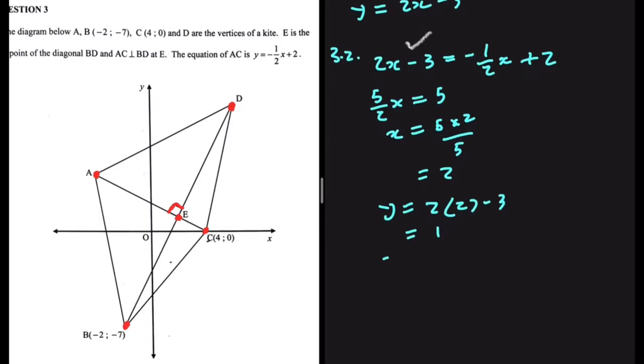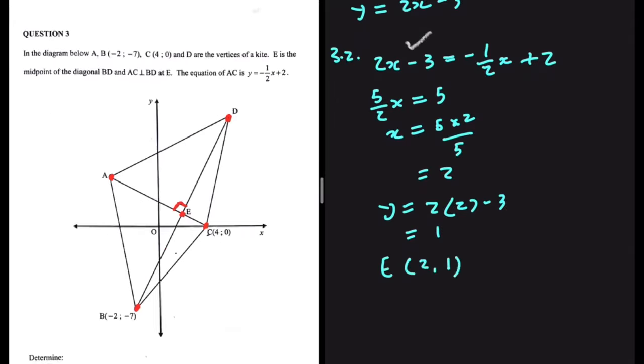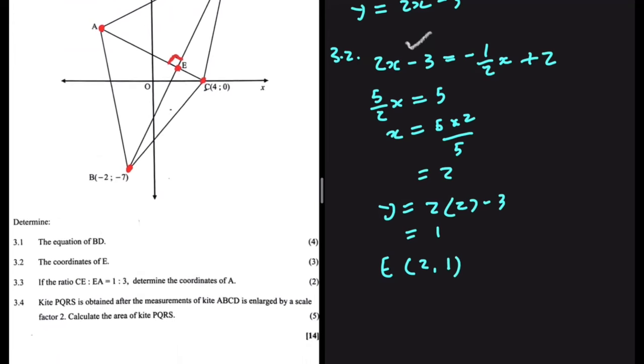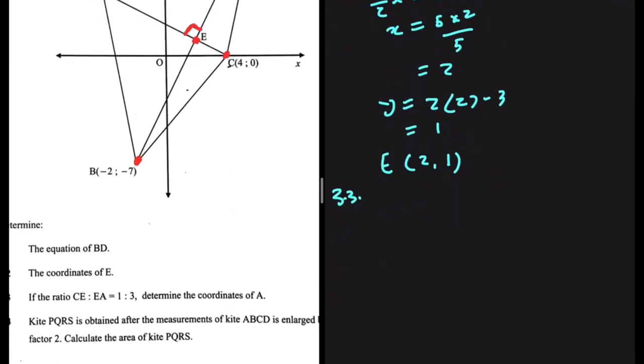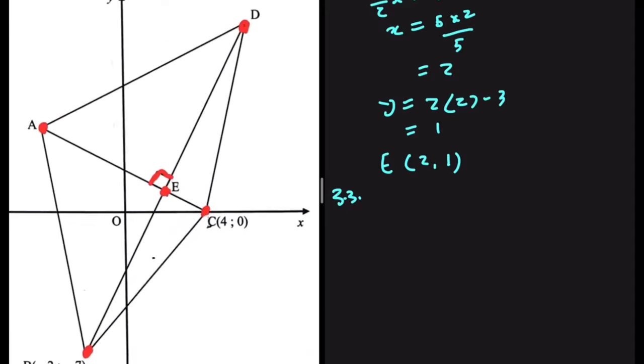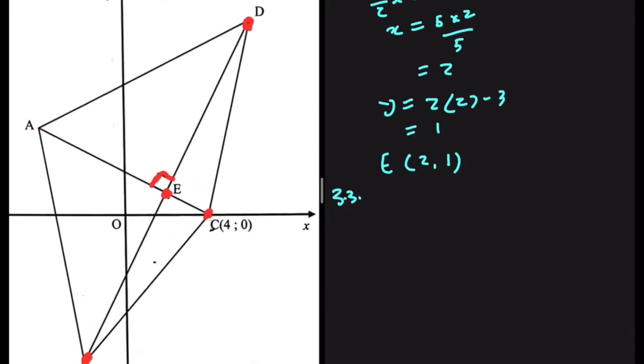So the coordinates of E, we have x equals 2 and y equals 1. That is 3.2. Let's do 3.3. If the ratio CE is to EA is equals to 1 is to 3, determine the coordinates of A. That is not too difficult. Let's see what we can do.